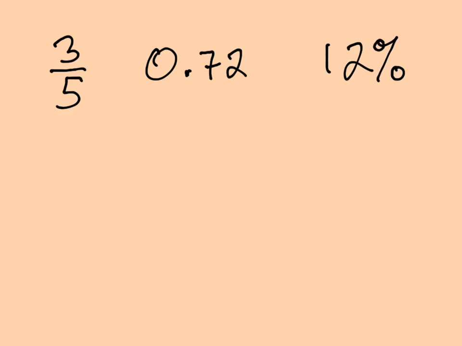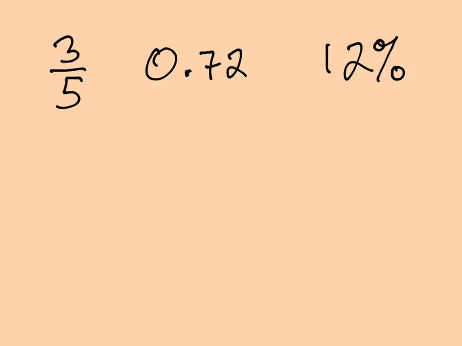Today we're going to talk about comparing and ordering fractions, decimals, and percents. So we have fractions like 3/5, decimals like 0.72, and percentages like 12%. And when we want to compare those or put them in order, it's really helpful to have them all be the same format. So they could all be fractions, or all be decimals, or all be percentages. In general, most people convert them all to decimals.